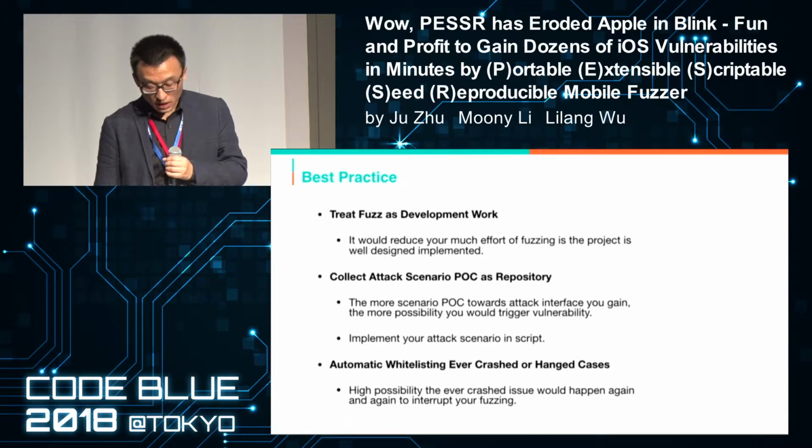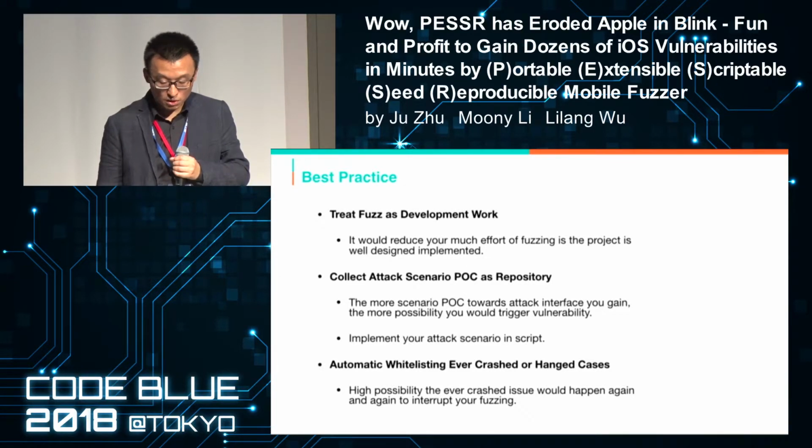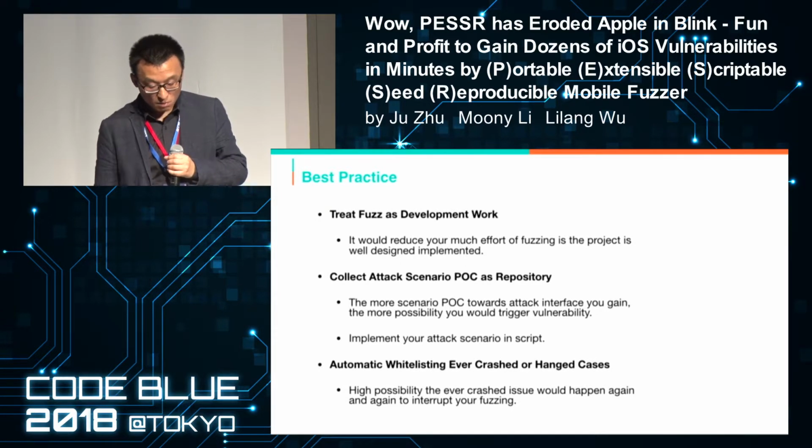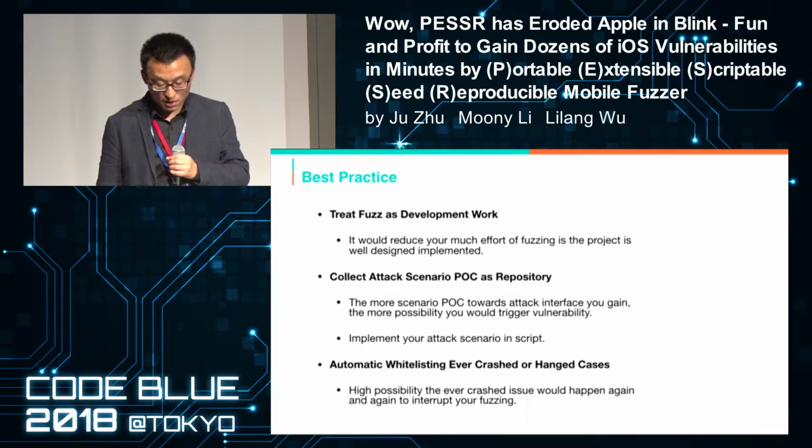Actually, an already-found bug or crash case would always interfere with your further hunting, because with high possibility the same crash issue would happen again and again to interrupt your fuzzing. We recommend that the key field of a caught crash be extracted and automatically added to a whitelist filter. For example, for XPC service bug hunting, the message ID and inline buffer are good fields to filter for XPC fuzzing.